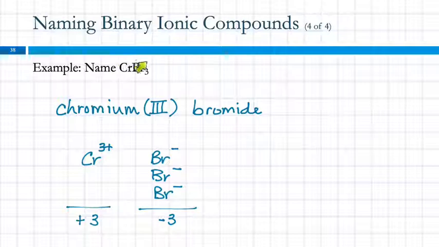So there's only one chromium and there's three bromines. So let's just back this up. Whoops. Maybe not. Just erase instead.